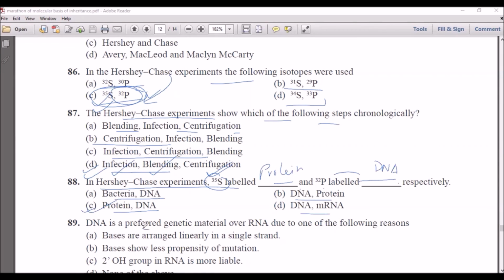Next, DNA is preferred genetic material over RNA due to one of the following reasons. First, bases are arranged linearly. Bases show less propensity of mutation. 2' OH group in RNA is more labile. And last is none of these. Now we know that it is because of the 2' OH group in RNA, it is more labile.